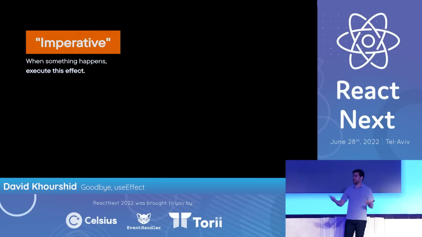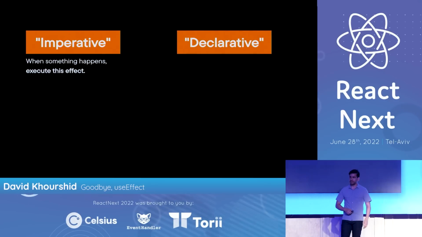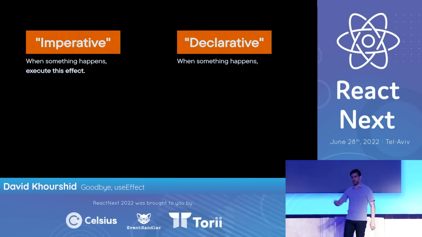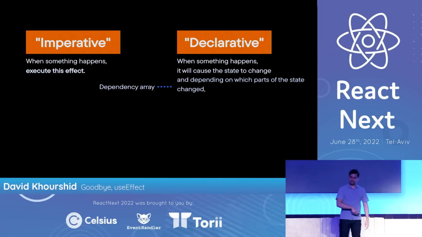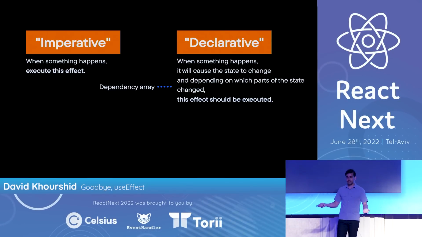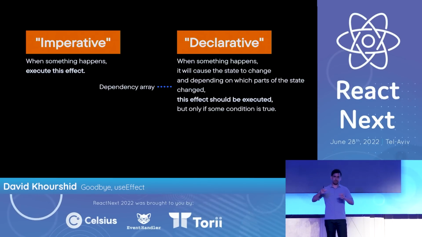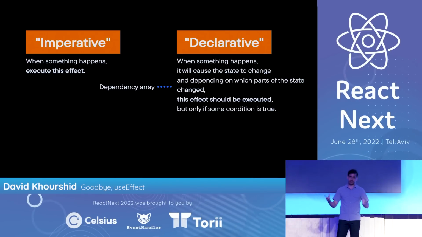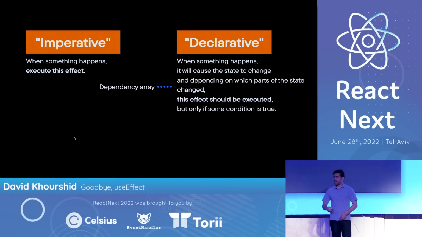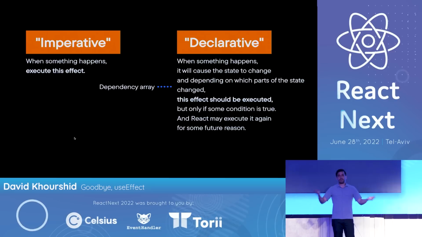We think, okay, this is the imperative approach, and we know in React, imperative is bad, we should do functional everything. So the declarative approach with the dependency array and with useEffect is when something happens, it will cause the state to change, and depending on which parts of that state or the props were changed, this effect should be executed. But only if some condition is true. We have to make sure that we're filtering, because we might have a lot of things in that dependency array that are changing. So we have to say only if this subset of these changes happen should this effect reoccur.